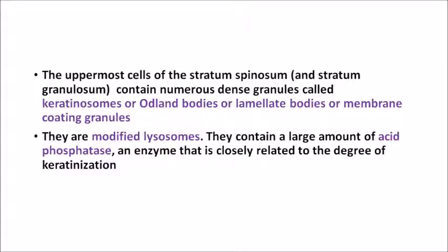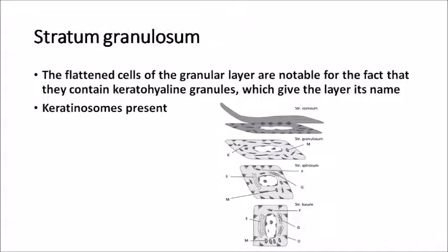Coming to stratum granulosum, again look at the figure, look at the basal cell, spinosum cell. Now we are in the granulosum layer. It is flattened now. The flattened cells of the granular layer are notable for the fact that they have keratohyalin granules. They have granules. Hence the name stratum granulosum. So, major feature is keratohyalin granules are present, and one more feature is keratinosomes are present. We already spoke about that in the previous slide.